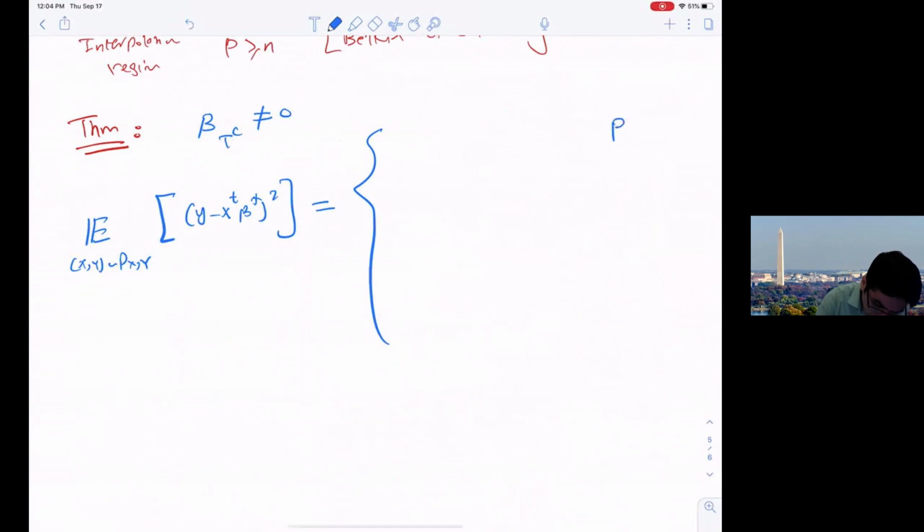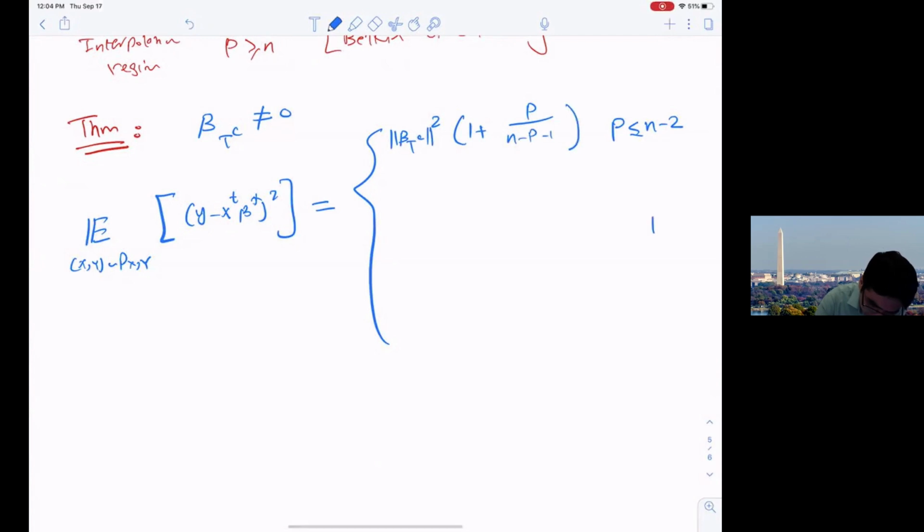So they show if P is less than N minus 2, this is basically the classical result of Breiman and Freedman, that this is nothing but just the norm of the features that I haven't used times 1 plus P over N minus P minus 1.